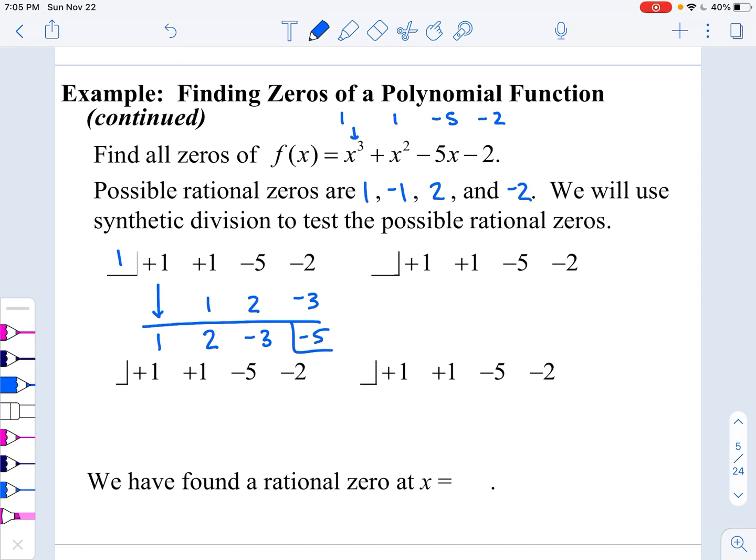Is that a solution? No, right? It has to be 0 for it to be a solution. It has to go in evenly. Let's try negative 1.